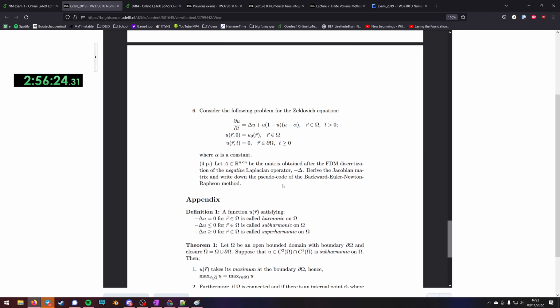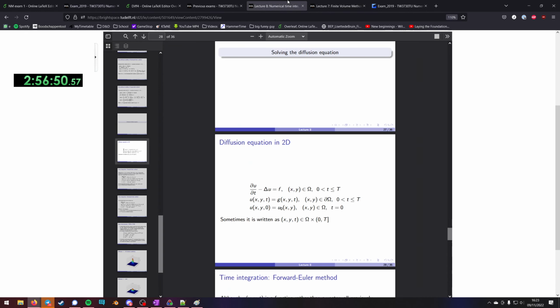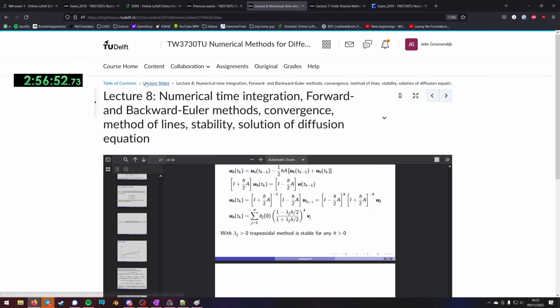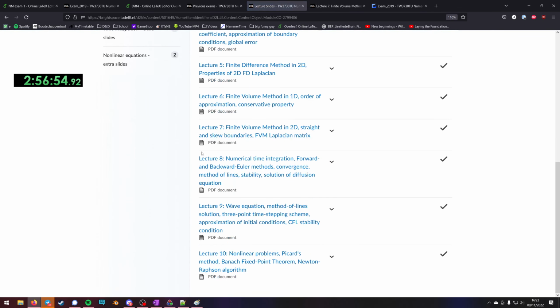Consider the following problem for the Zeldovich equation. Never heard of it. Okay, so this is kind of my Achilles heel. I understand the backward Euler part of this, but the Jacobian and the Newton-Raphson part is where I'm like, no. I have to completely go over everything.